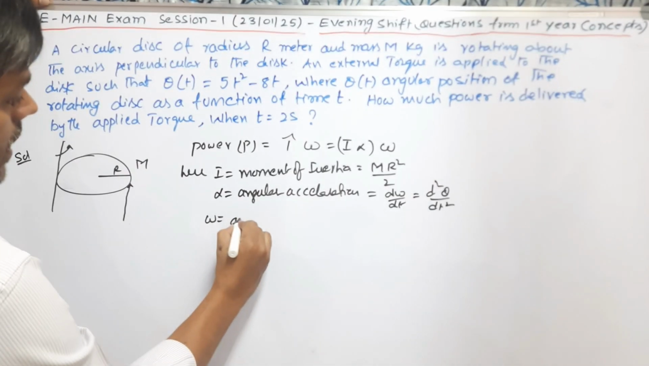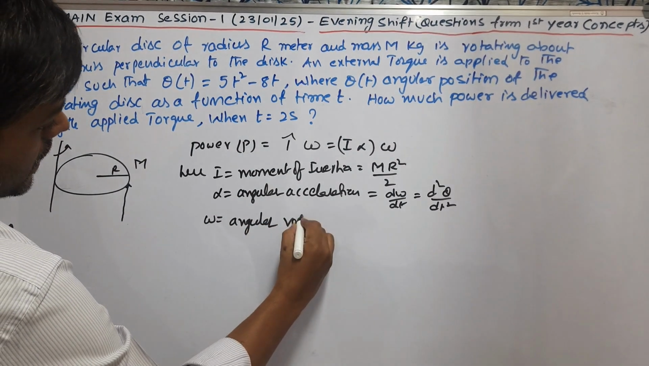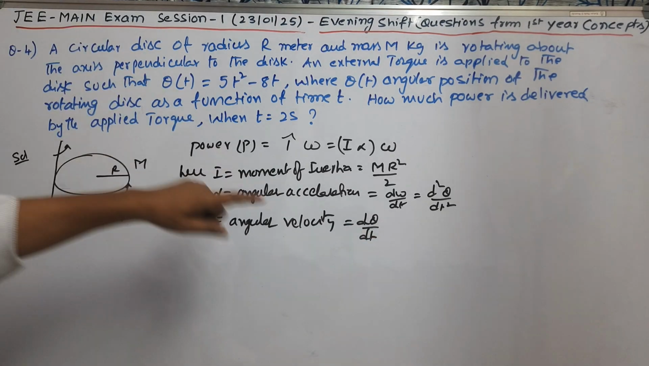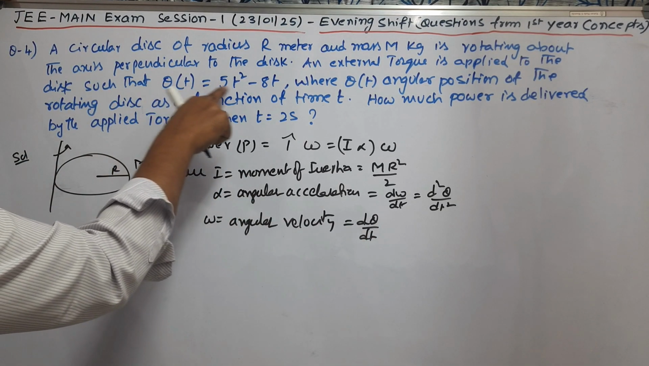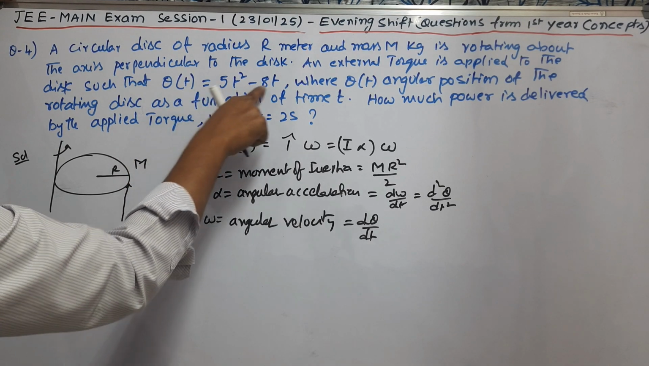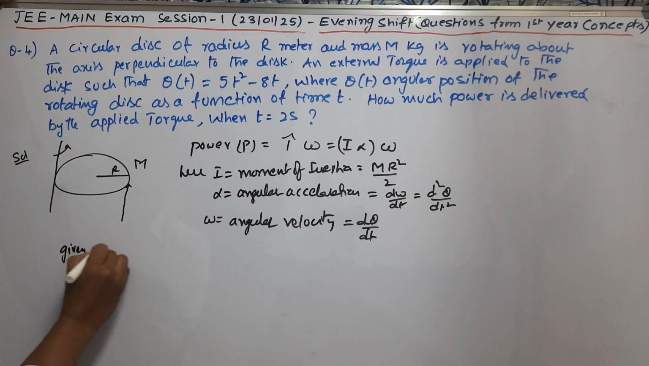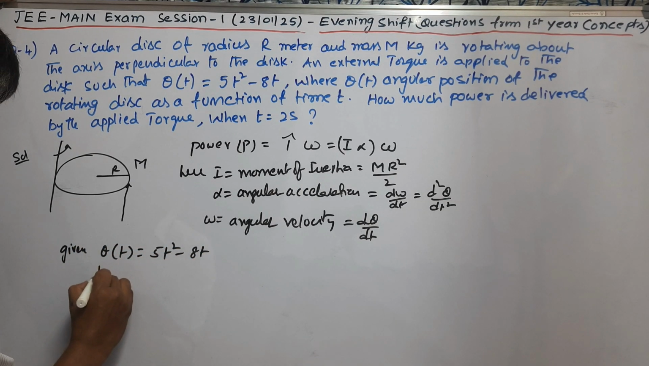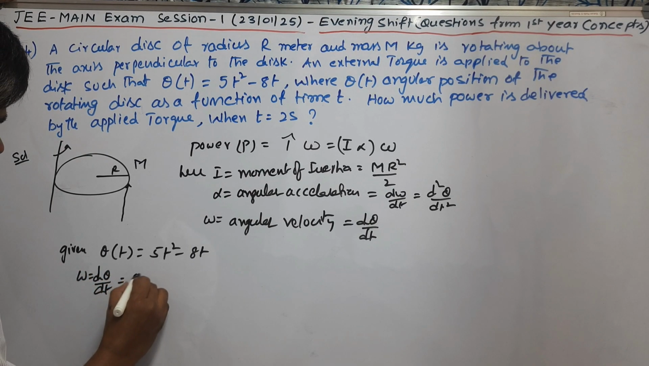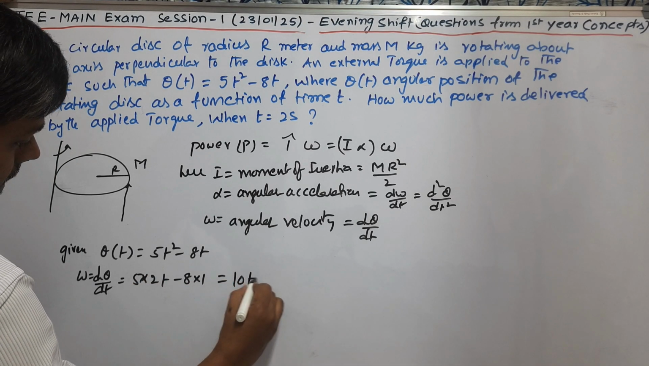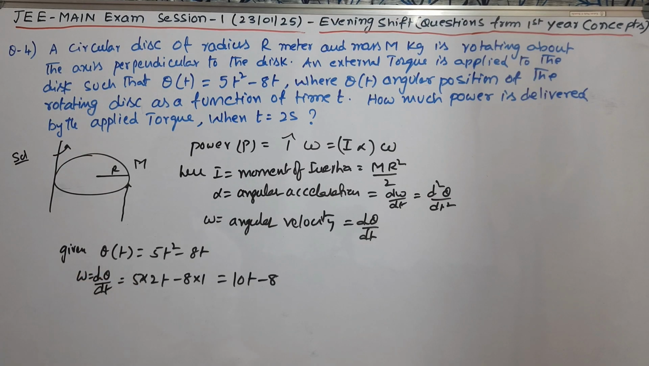Here omega is the angular velocity, which is the rate of change of angular displacement. Here theta is the angular position changing with respect to time. Given angular position with respect to time t is equal to 5 t square minus 8t. To calculate angular velocity, differentiate it: d theta by dt is 5 into 2 into t minus 8 into 1, that means 10t minus 8 is the angular velocity.